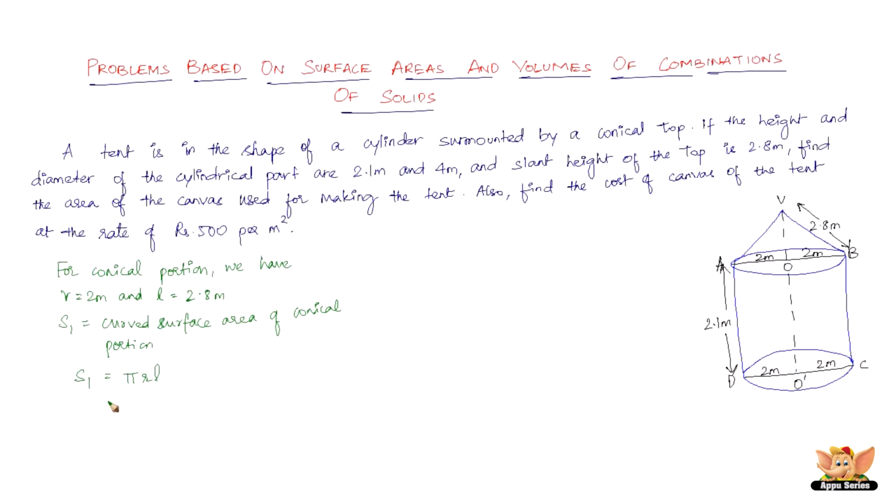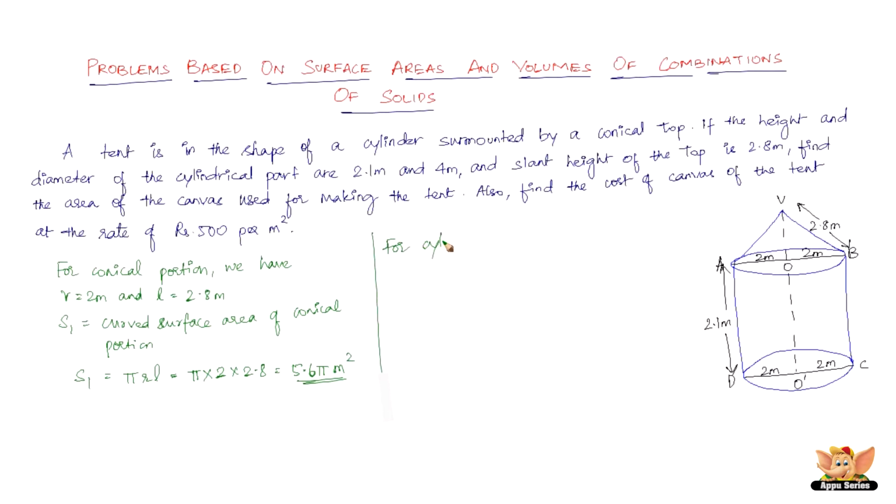Recall from the formula, pi RL is going to be nothing but pi times the radius, which is 2, times the slant height, which is 2.8. So 2 times 2.8 is 5.6. So it's going to be 5.6 pi meters square. We are only finding the area, not the volume. So we found the area of the top part, the cone part. So now we have to find the area of the cylindrical part.